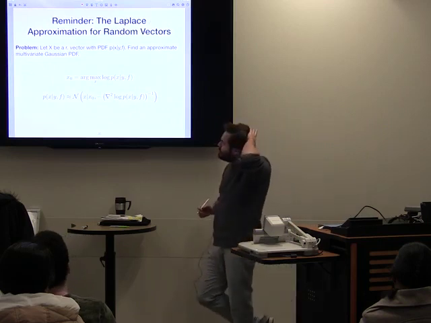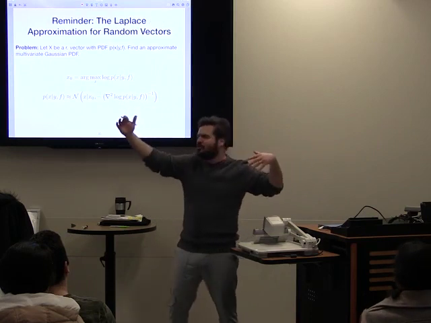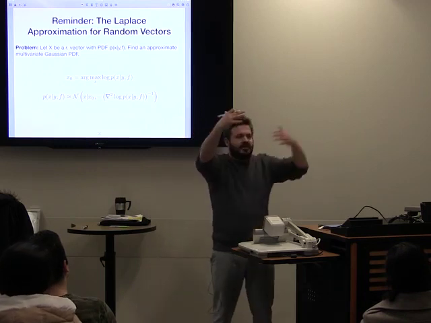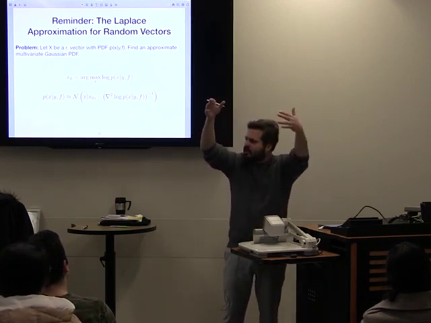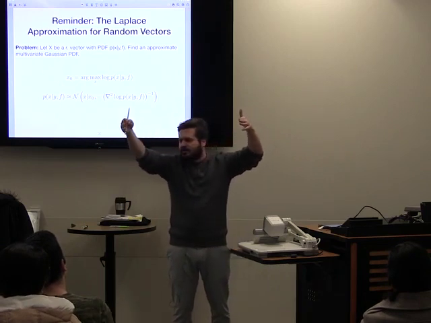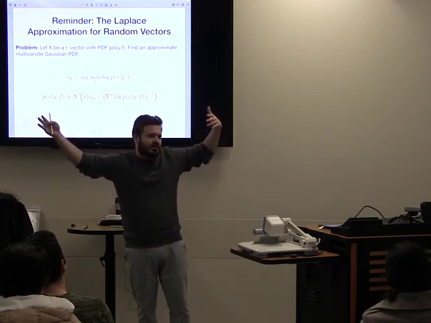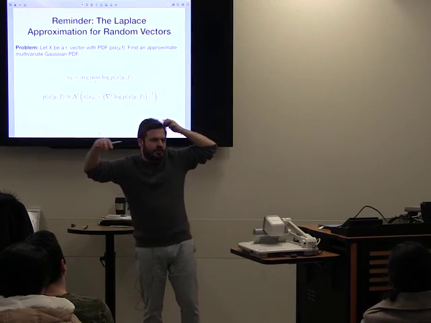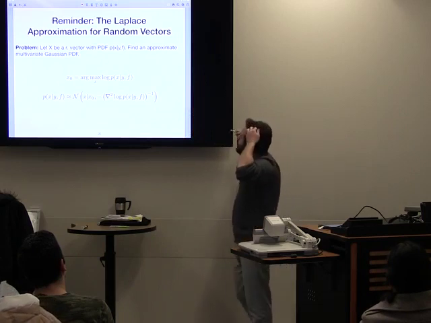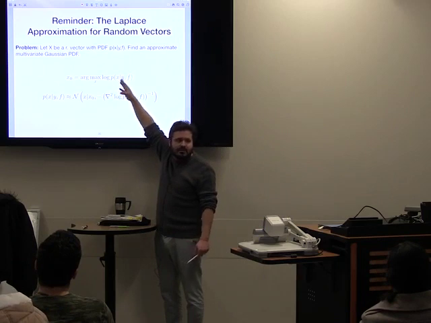Let me remind you what the Laplace approximation is. So the Laplace approximation takes an arbitrary probability density, and it gives you a Gaussian approximation to it. Okay, how does it work? You take the probability density, you take its logarithm, and you do the Taylor expansion of its logarithm about the maximum of the probability density, and then you truncate at the second term. That's how you do it. So if you don't remember the details, you can go back and look at that lecture.